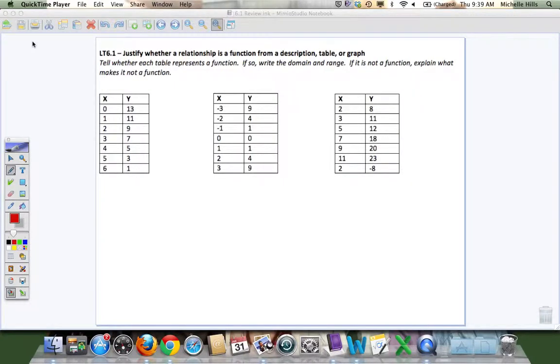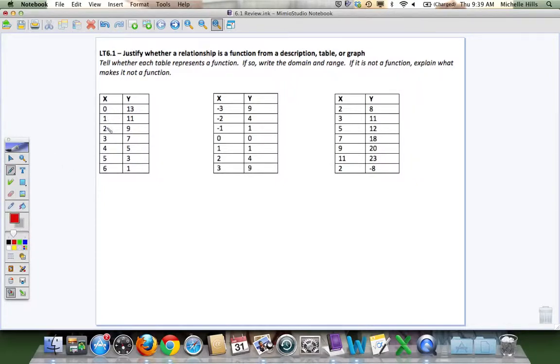I need to make sure I pay attention to the directions here. In this case, they're not asking me to explain both why it is or why it's not a function. What they're asking me to do is, if it is a function, say it's a function, and then write the domain and range. If it's not a function, explain what makes it not a function. Those directions are different, sometimes on different problems, so I always need to make sure that I read them.